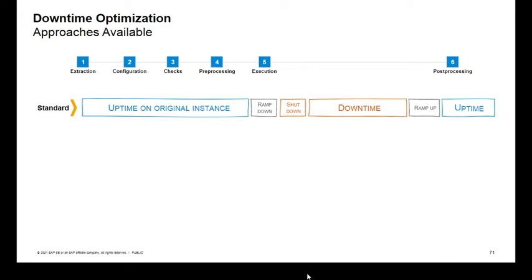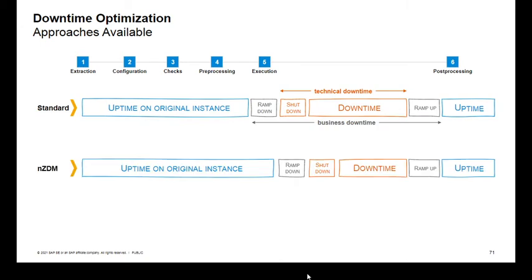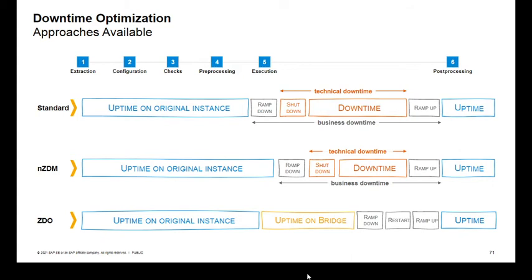Okay, we have some tooling here, which we call near zero downtime maintenance, that can help you reduce this, where we're basically shortening the downtime by moving certain parts of it into uptime. We also have our zero downtime optimization, ZDO, where we are taking literally almost everything from downtime into uptime. Yeah, so that's of course the biggest shortening of your downtime.